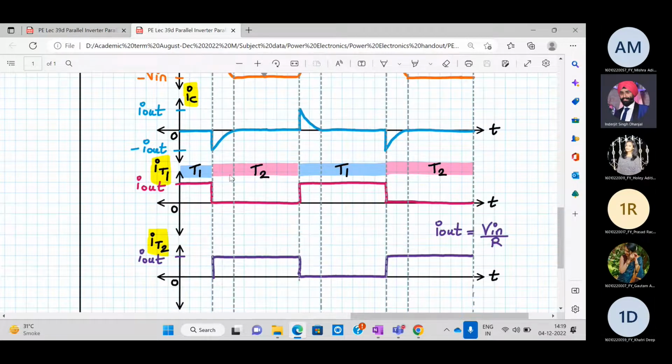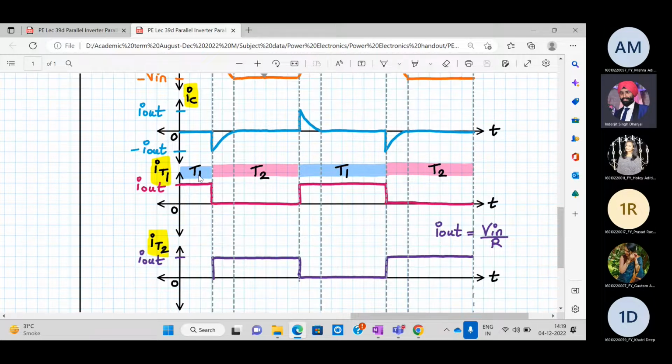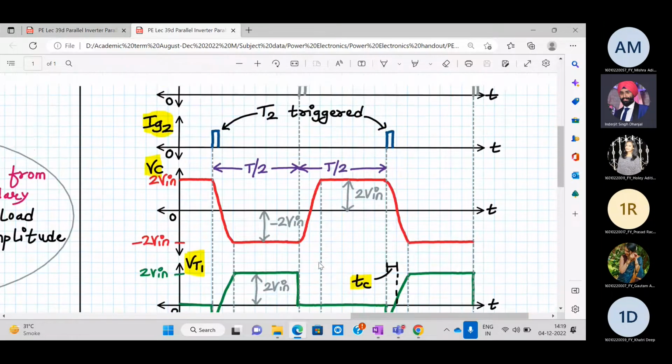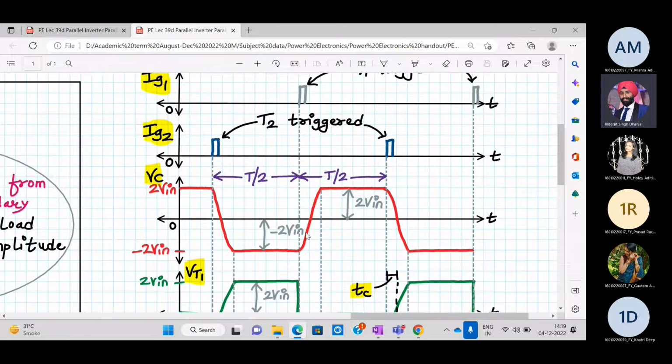At this point T2 is turning on, as you can see marked over here, T2 being in pink in color. As soon as one transistor is turning on, the current flowing through it is constant, IT2, that will be I out. Alright, in first case it was I out over here for T1. Now next, what is happening in mode number 3? In mode number 3, again the capacitor voltage is rising from minus 2 V in to plus 2 V in.